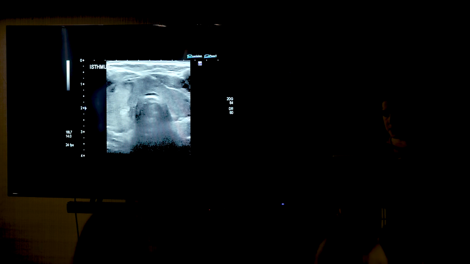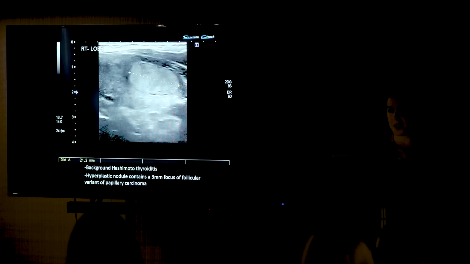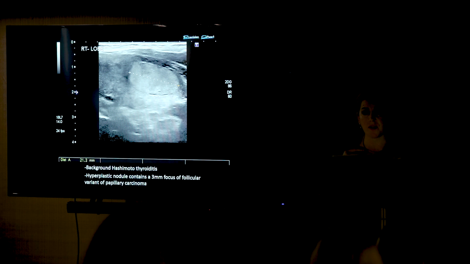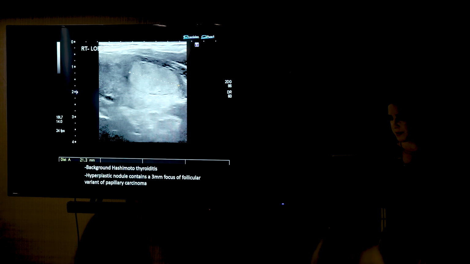So this one was a thing that looked like an egg or a testicle there, and that was background Hashimoto's thyroiditis, and this was a hyperplastic benign nodule that contained a 3 millimeter focus of papillary microcarcinoma. So you can't see the 3 millimeter focus of cancer. It's just come out incidentally. So the whole nodule itself is benign, but with a tiny focus of malignancy.